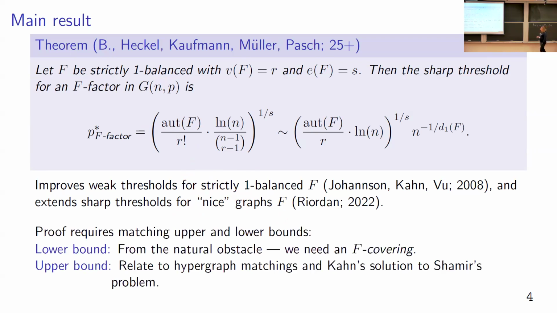So how are we going to prove this? Well, we need matching upper and lower bounds. And the lower bounds are going to come from the obstacle I mentioned earlier. We need every vertex to be contained in a copy of F. So this is what's called an F-covering. And then the upper bounds, well, we're going to talk about hypergraphs for this, but we'll get there.